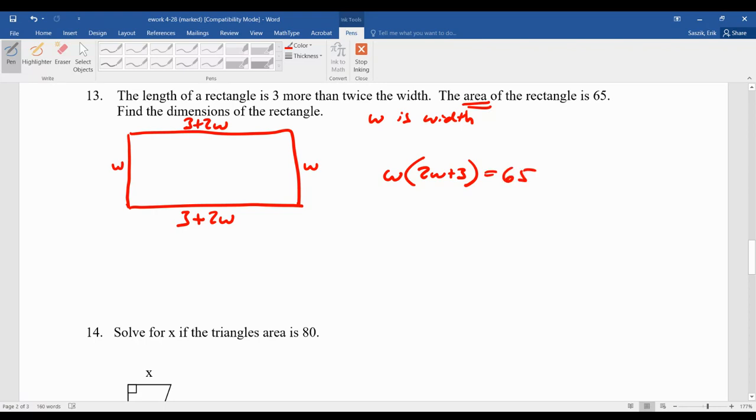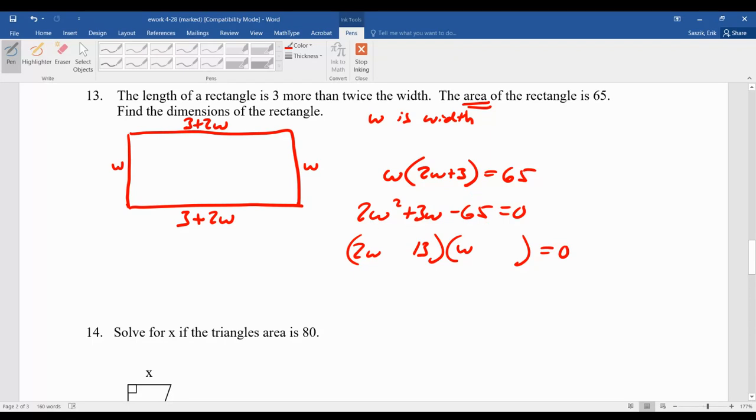Now I'm going to do a few things here in this next step. I'm going to distribute, but I'm also going to move the 65 over at the same time by subtracting. And now it actually does factor. This one's a little bit harder to factor because that 65 is kind of big, and a lot of times people don't always recognize the factor pair of 65. It is going to be 13 and 5, but I'll be the first to acknowledge that this is a harder one.